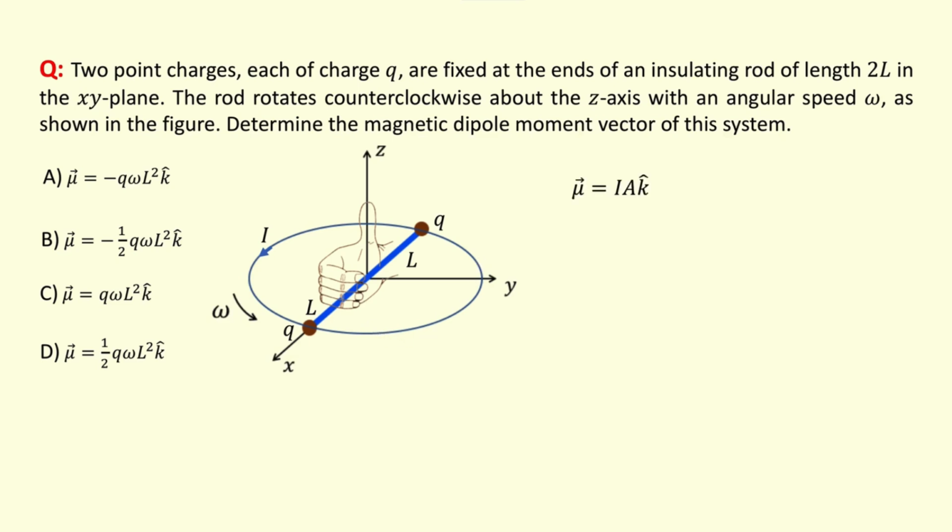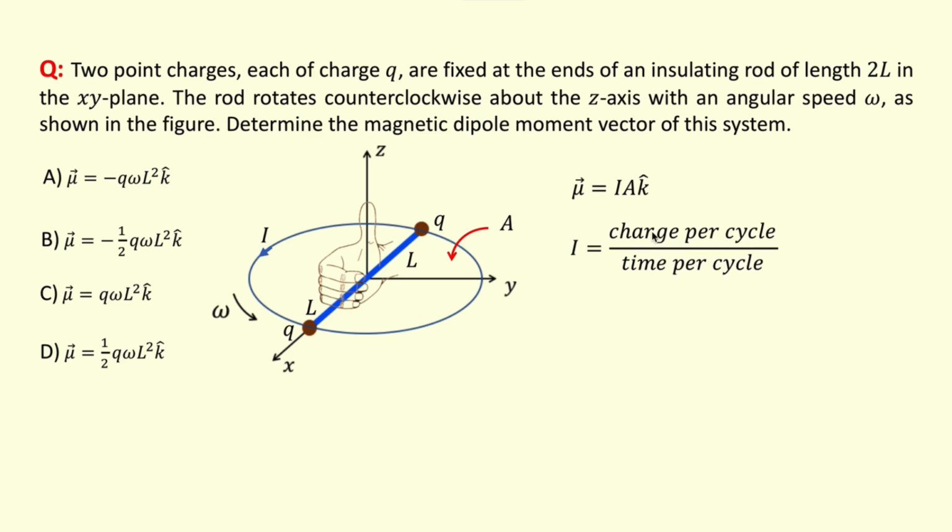The magnetic dipole moment vector, that we show as mu here, can be calculated by I times A for this electric system, and as discussed, the direction of this vector is the positive z direction. So I is this current and A is the area for this loop. We need to find these two to find mu.